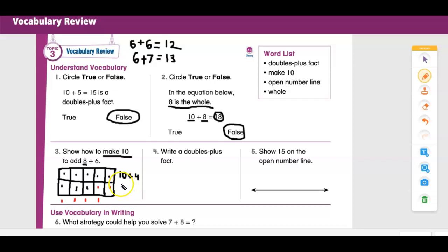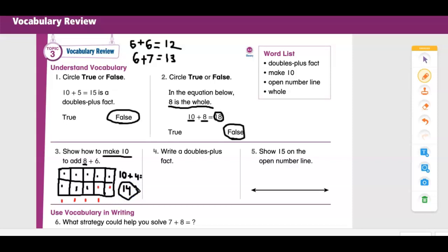So now I am able to solve 8 plus 6 by making 10 in the tens frame and adding 4. And 10 plus 4 is equal to what? 14. So 10 plus 4 is the same as saying 8 of my black dots plus 6 of my red dots is also equal to 14.